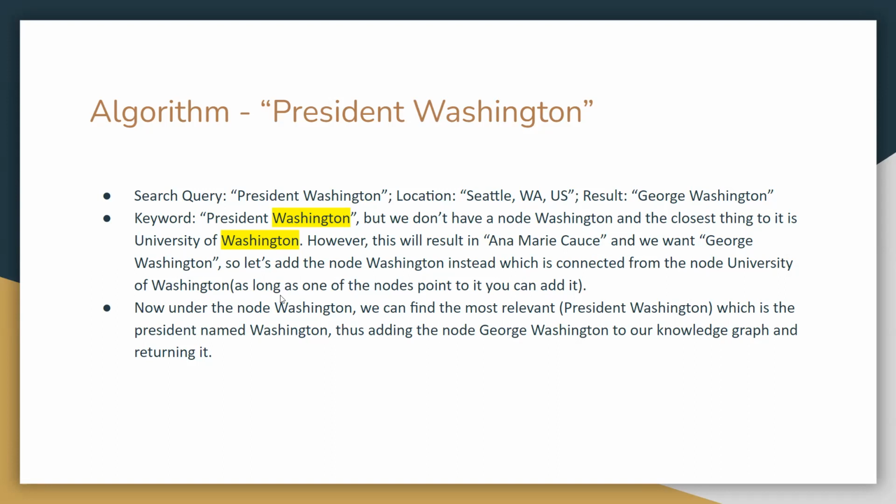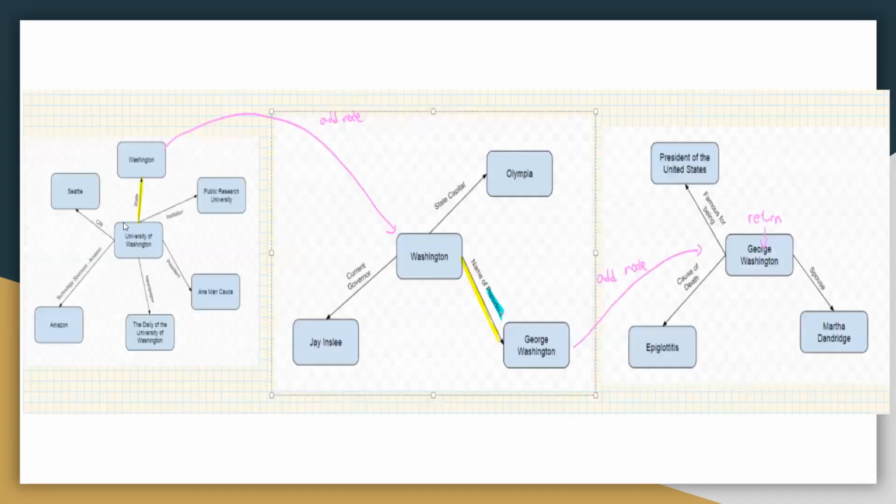We can add nodes as long as one of the nodes points to it. Now, under the node Washington, we can find the most relevant "President Washington," which is the president named Washington, thus adding the node George Washington to our knowledge graph and returning it. As you can see here, I have a diagram. We first add this node Washington because we want this information now. And from the node Washington, we look at all its neighbors and we find that the most relevant one is here, the name of President George Washington. And we add this node and we return it.